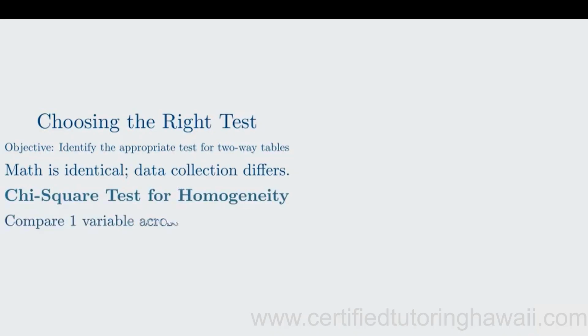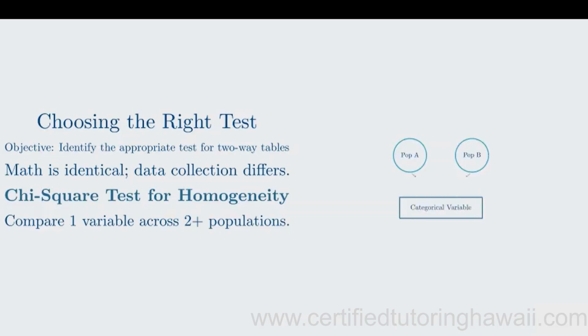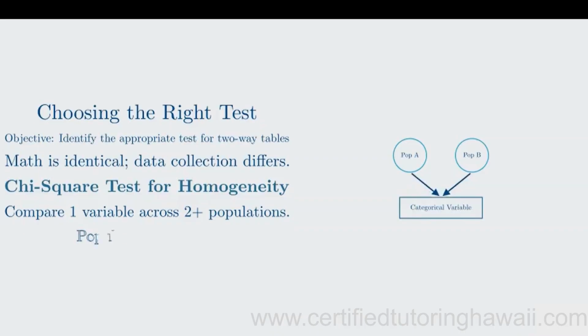We use the chi-square test for homogeneity when we want to know if the distribution of a single categorical variable is the same across two or more different populations or treatments. For example, do students at North High School have the same distribution of favorite soda brands as students at South High School? Here, we have two distinct populations, North High and South High, and one variable, favorite soda.